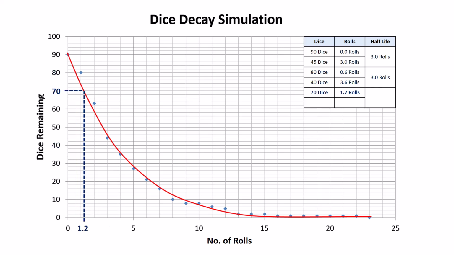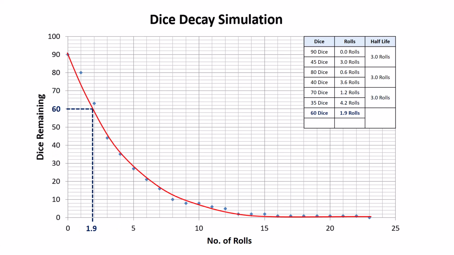At approximately 1.2 rolls, there are 70 dice remaining. It takes approximately 4.2 rolls to reduce the number of dice remaining to half this value, being 35. In this scenario, the half-life is approximately 3.0 rolls of the dice.